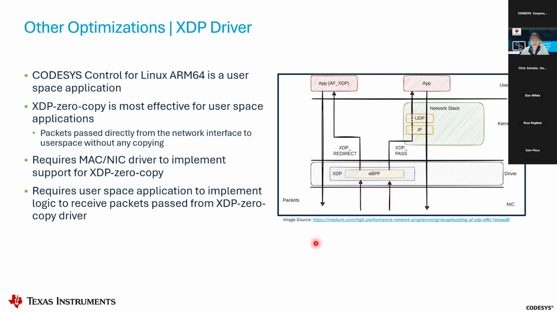For the Texas Instruments CPSW network driver, currently we have support for XDP, but not yet for XDP zero copy. We already are working on implementing XDP zero copy into our CPSW driver and upstreaming to the Linux mainline community as well. And we would like to work with CODESYS to be able to test out this theory that by using an XDP driver, the EtherCAT cycle time can also be improved.